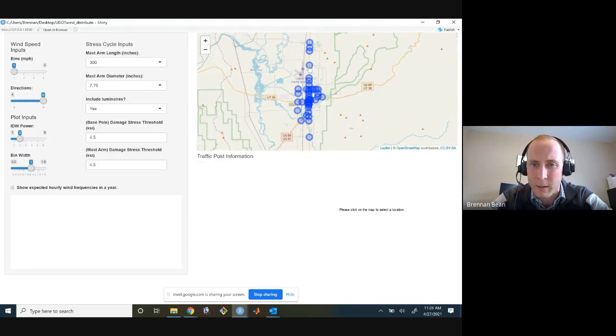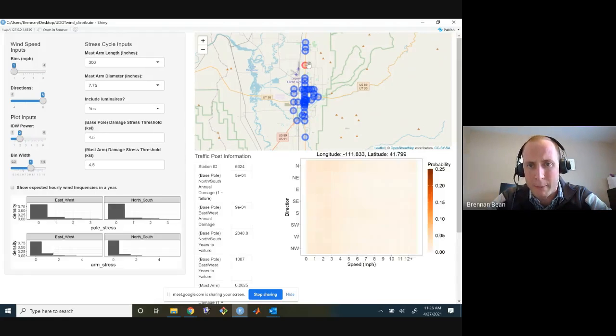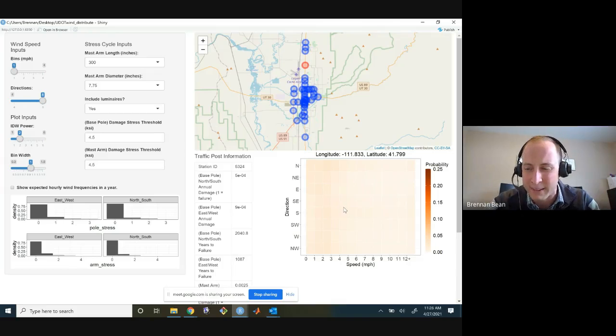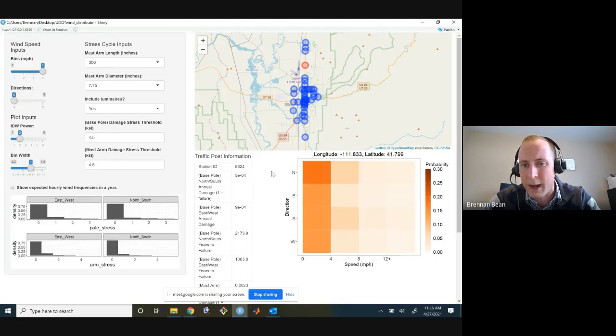If I select a location, in that moment that I click, there is an inverse distance weighting, which is just a weighted averaging scheme that takes the wind histories that we compiled for all of the measurement locations and creates a wind history for that particular traffic pole location. Here is a visual on the right. In this case, the color scheme is not very interesting because we have maximum bin sizes. If I change these, it just changes the visual so that I can get a sense of where the winds are going.